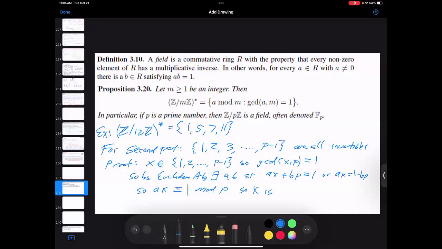So X is invertible with inverse equal to A. So not only does the Euclidean algorithm tell you that it's invertible, it actually helps you find the inverse. So this was the special case when M was a prime number. And the key thing that we used was the GCD was 1. Over here, we're saying, look at all the elements whose GCD is 1. Those are all invertible. And the claim is if the GCD is not 1, then they're not invertible.